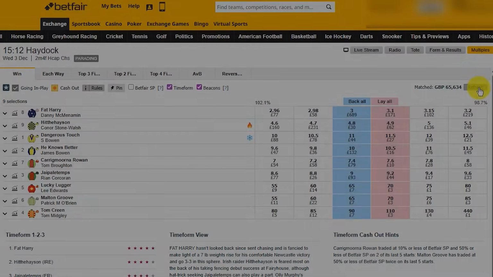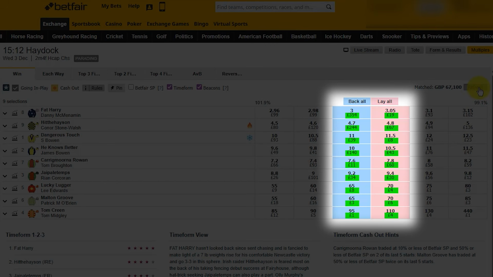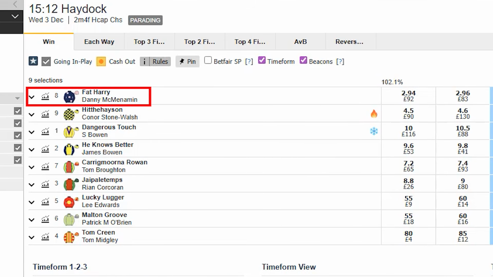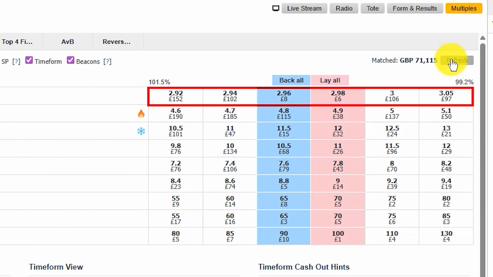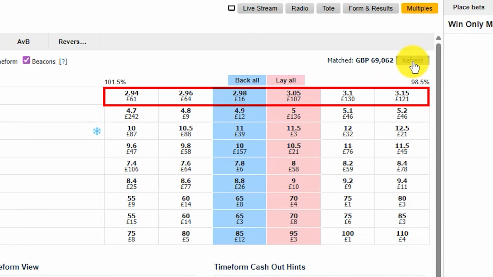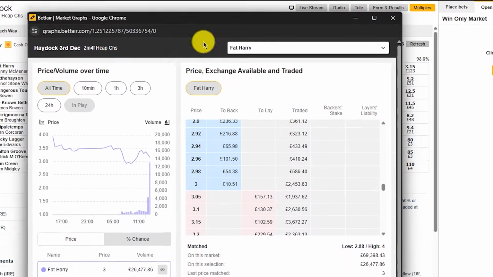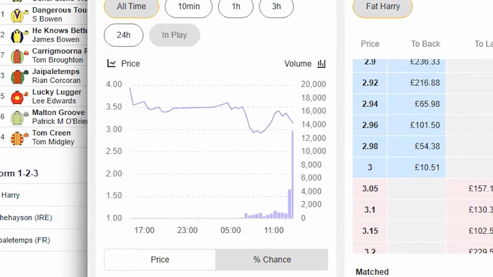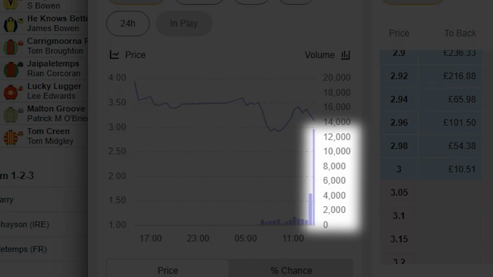Here we have a live betting market on the exchange. You can see the blue and pink boxes, the money sitting underneath each price, and the current odds shifting as money comes in. This horse, Fat Harry, here is currently traded on the exchange at a price of around 2.96. You've noticed the price is a little fluid, bouncing up and down as money is traded on the exchange. Looking at its price history chart, you'll see it was previously a bigger price with around £12,000 recently matched at the current prices.